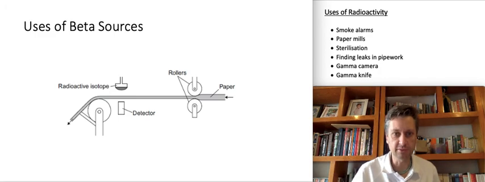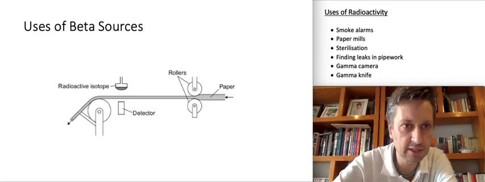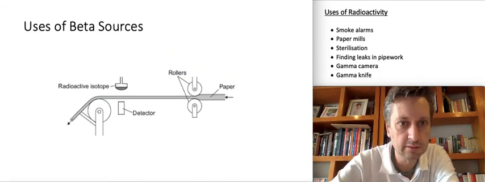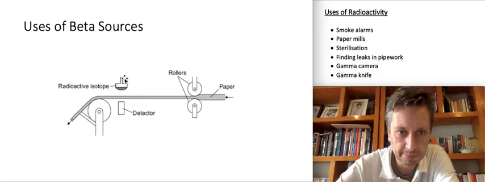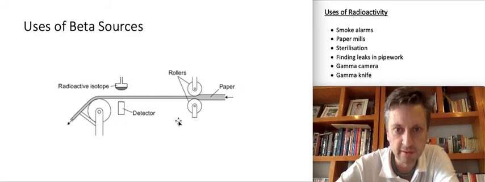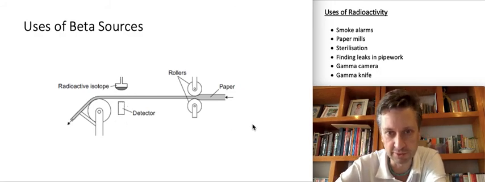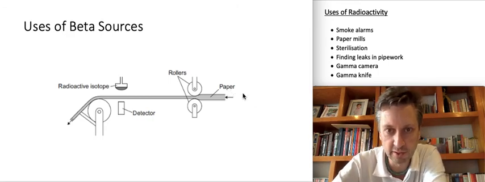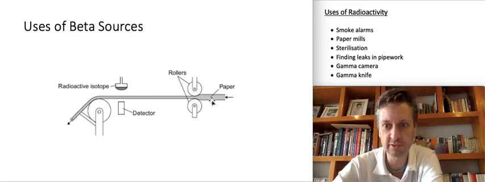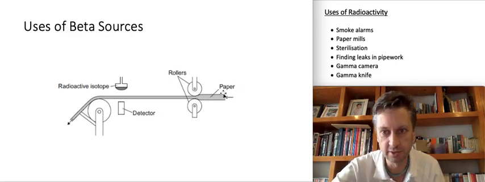Okay, here's another nice example. This is a beta source, or a beta particle emitter. Here's the beta particle emitter, and here's the detector. Now this is used in paper manufacturers. So what the paper manufacturer does inside the factory, they're putting paper pulp, which is kind of a messy sludge of wood fibres and other things.